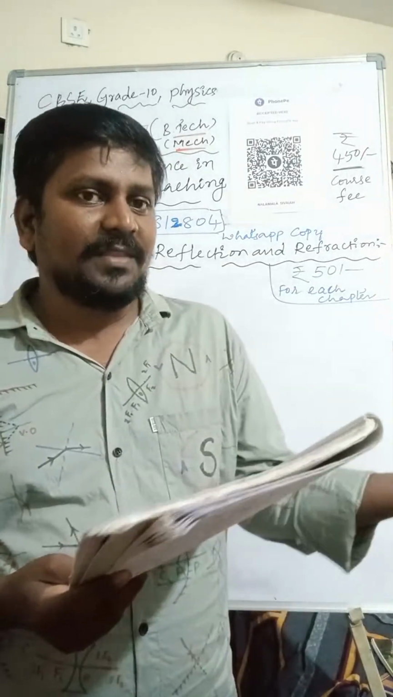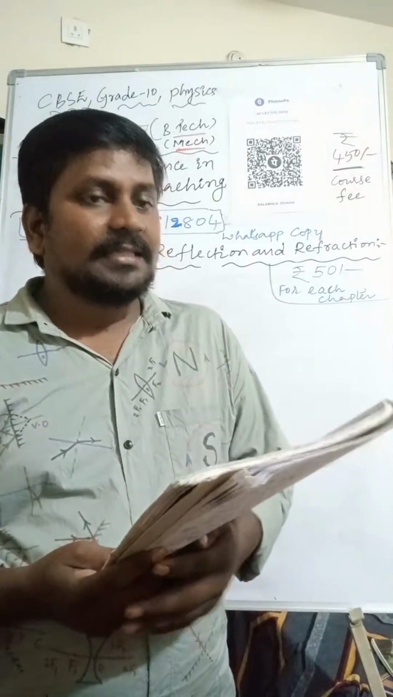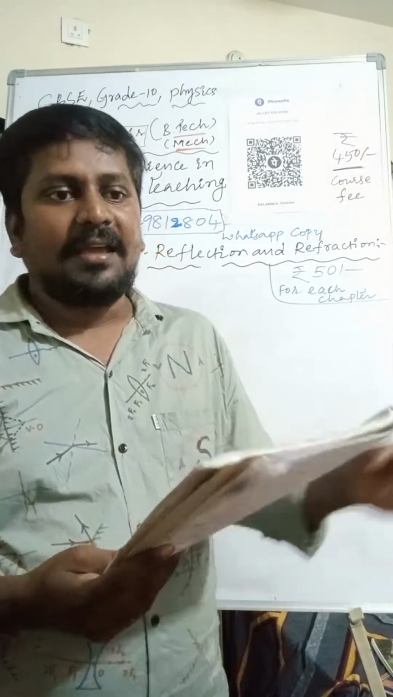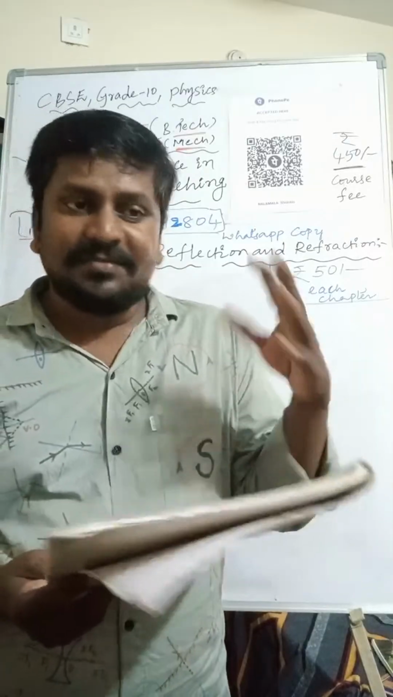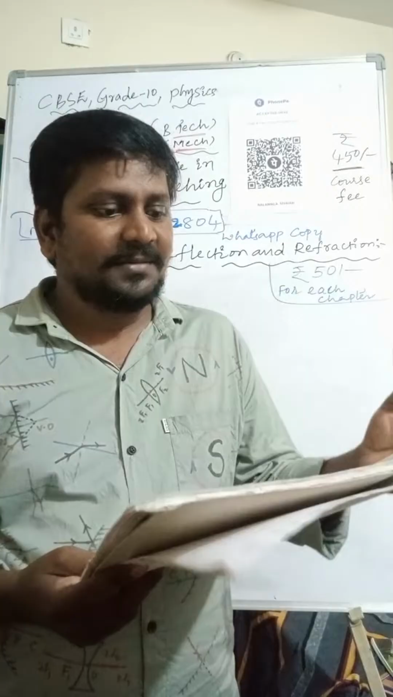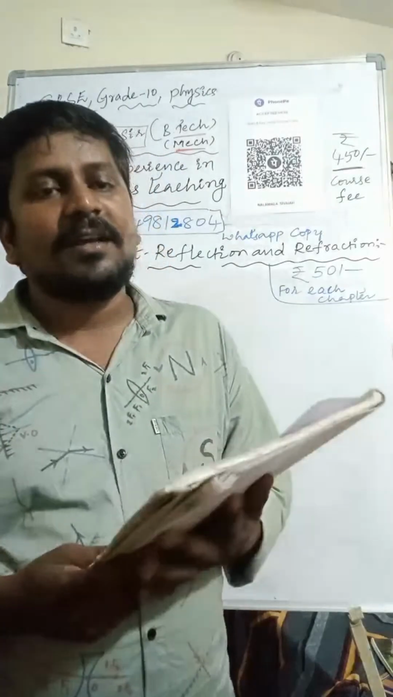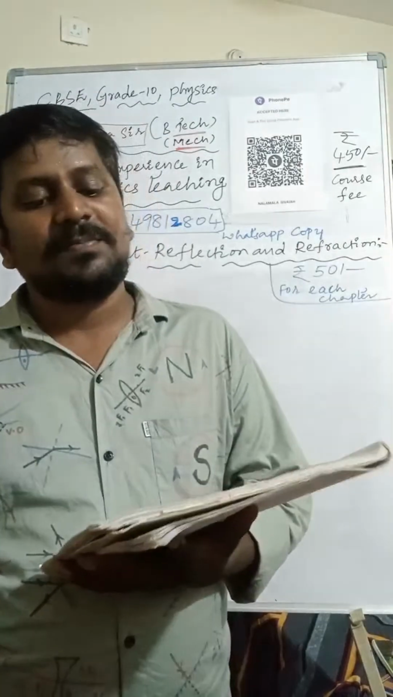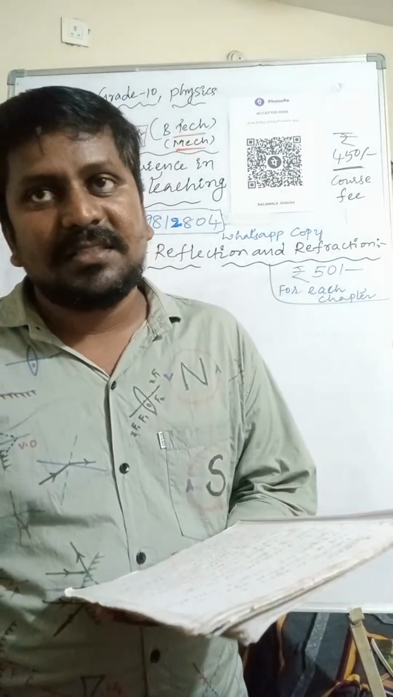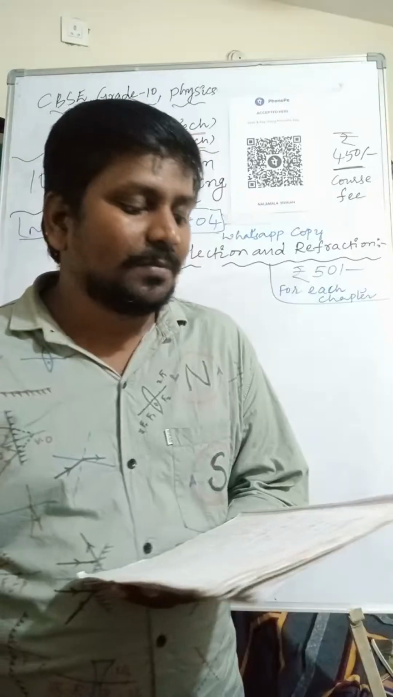Reflection of light is the bouncing back of light from the reflecting surface. State laws of reflection: the angle of incidence equals the angle of reflection, and the incident ray, reflected ray and normal lie on the same plane. Define regular and irregular reflection: in regular reflection, the incident beam is parallel and the reflected beam is also parallel. In irregular reflection, the incident beam is parallel but the reflected beam is not parallel.